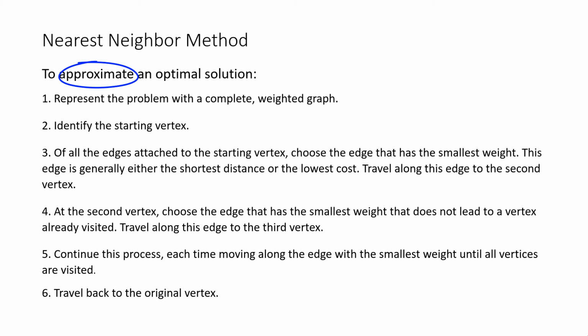4. At the second vertex, choose the edge that has the smallest weight that does not lead to a vertex that's already visited. Travel along this edge to the third vertex. Step 5. Continue this process each time moving along the edge with the smallest weight until all vertices are visited. Then finally, step 6. Travel back to the original vertex.